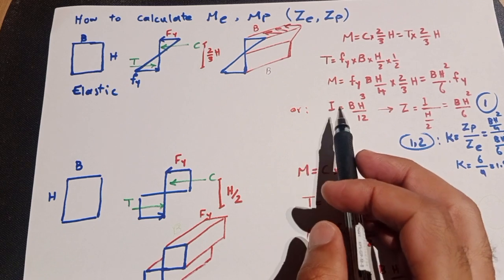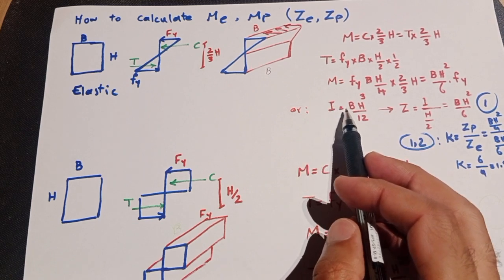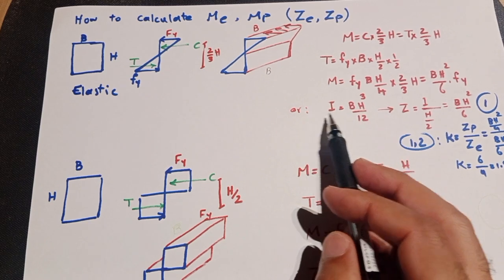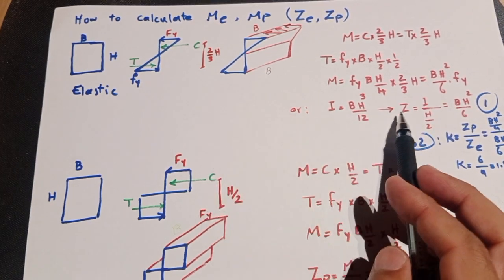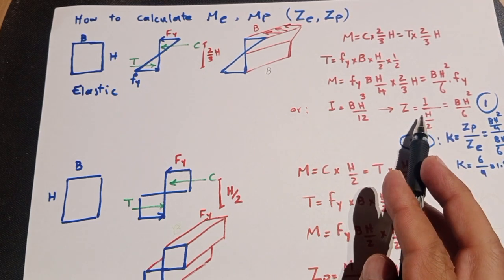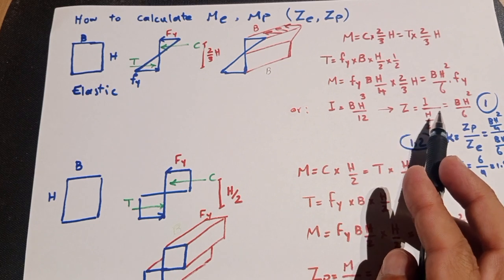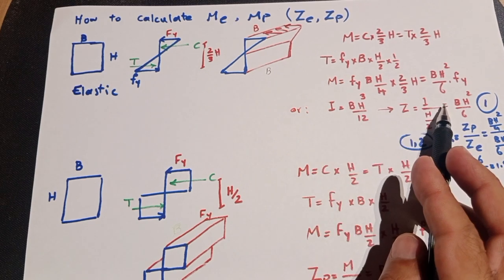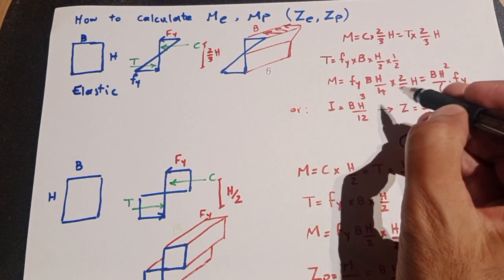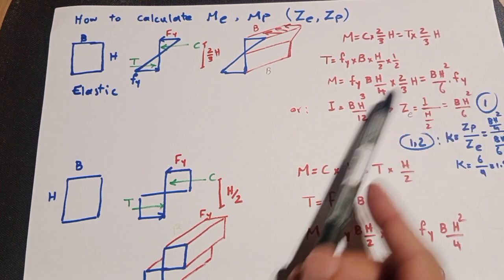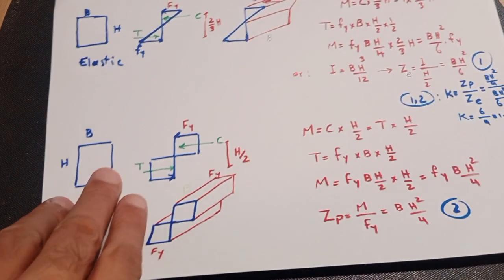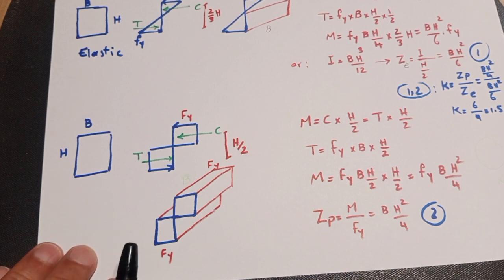So you know that here I, or just moment of inertia, is just BH cubed on 12. That's for a solid rectangle, and Z is always I on y, or just the depth until the neutral axis. And for a rectangle section, we have BH squared on 6 for Z. We say Z in the elastic range. For the plastic range, we need to go for the stress distribution block and calculate the M value.